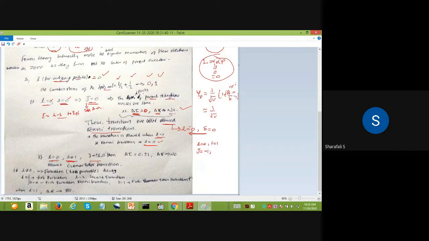So it will be minus 1, 0, and plus 1. These are the J values. Then we get J values as plus or minus 1, and 0, that you can see from here. So these are the J values.